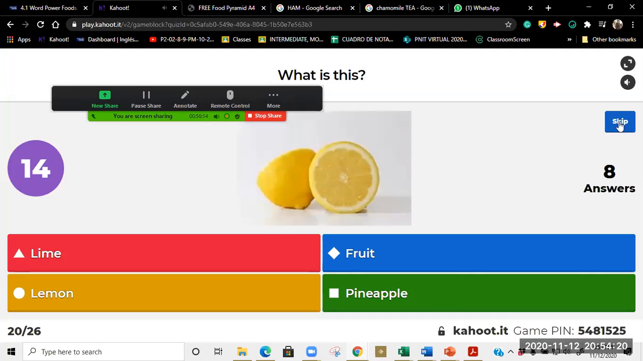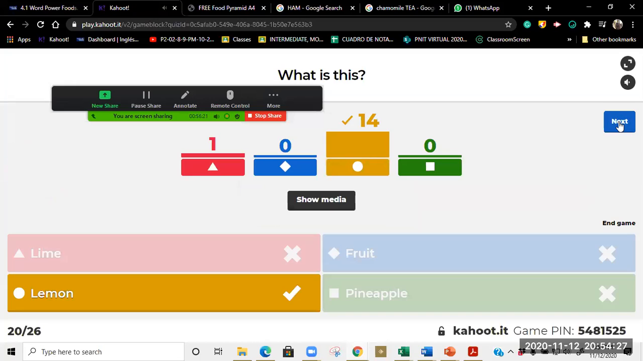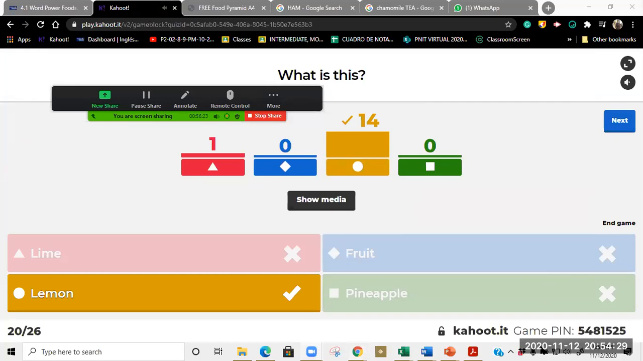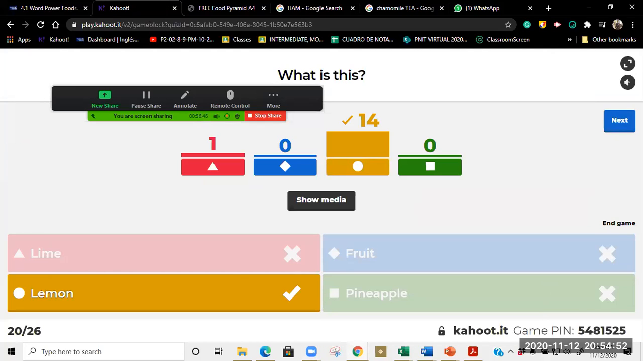Easy, easy. Lemon. Very good. And with lemon, you make lemonade. Lemon. Very good. Ah, you have lemon pie too. Right? Lemon pie, lemonade. Okay. Lemonade, mint. Con menta. Okay. Lemonade with mint. Okay. Very good.